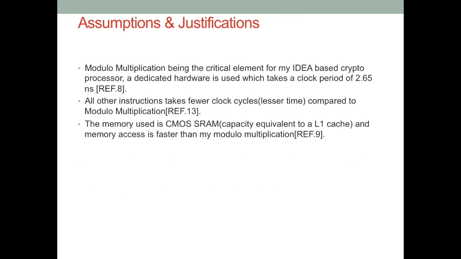In this slide I mentioned all my assumptions and justifications supported by the documents being referenced. The key assumptions were modulo multiplication is the critical path and takes a clock cycle time of 2.65 nanosecond. All other operations take fewer clock cycles compared to modular operations. Memory used is CMOS SRAM whose capacity is equal to L1 cache and has faster access time.